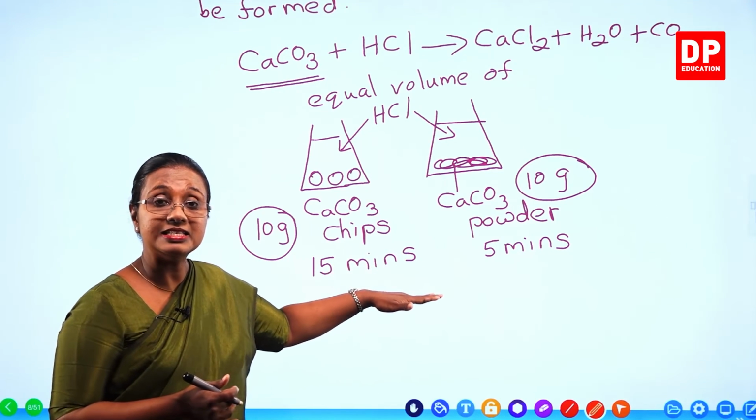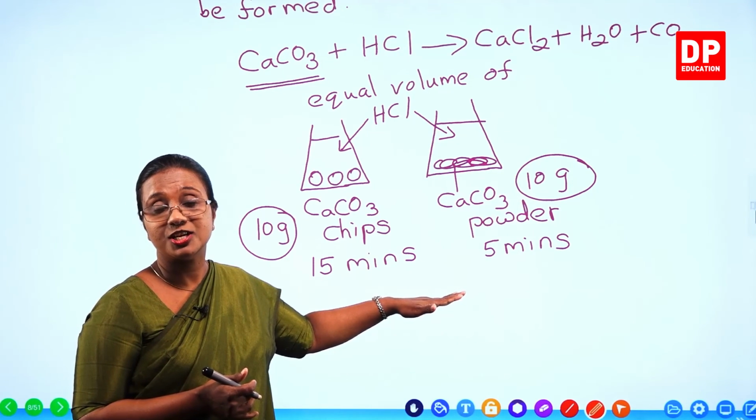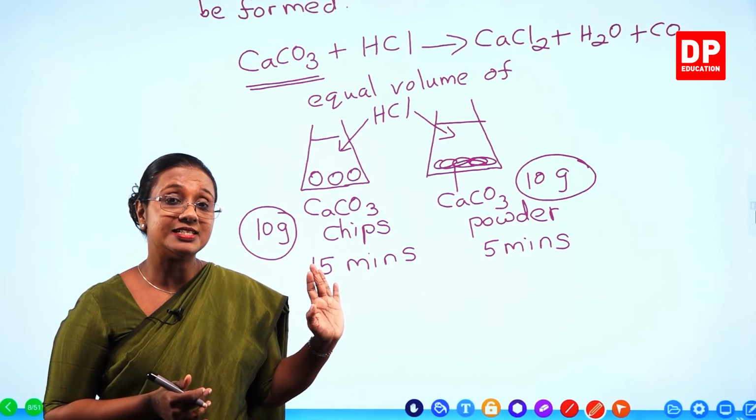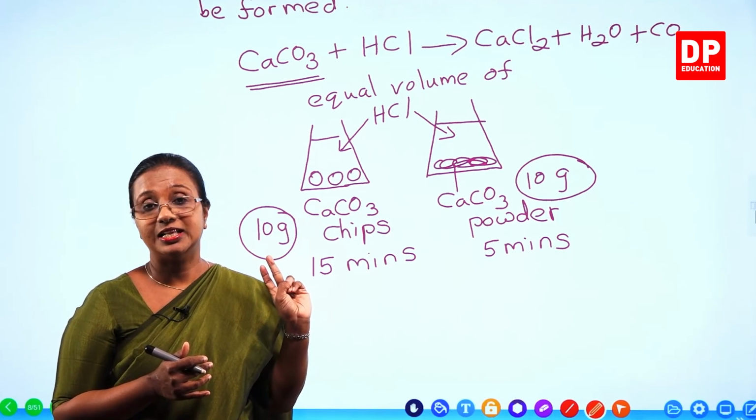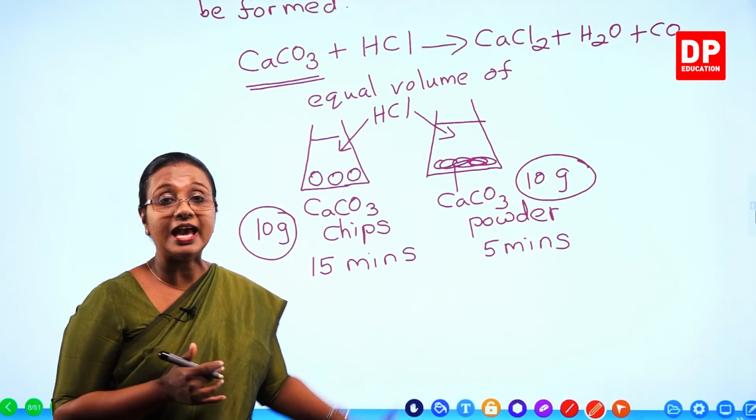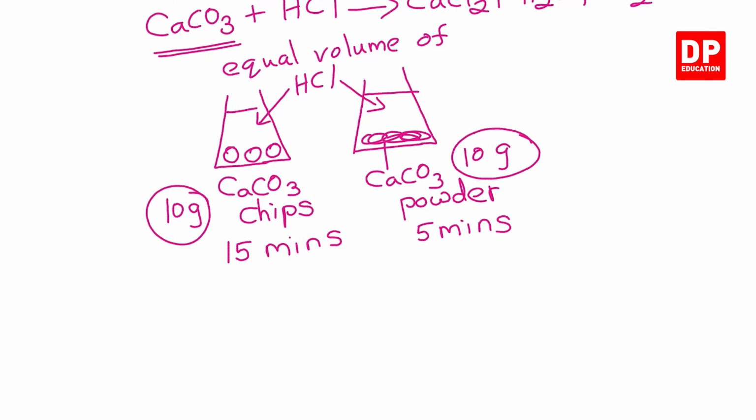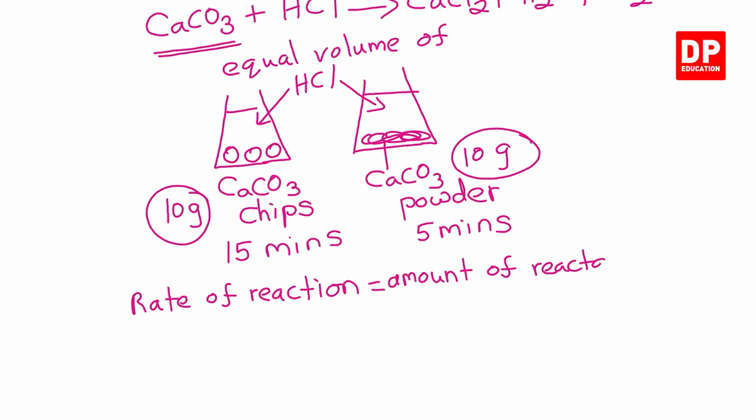We will be discussing this as a factor that affects the rate of reaction. For now, I want you all to understand the two methods of calculating the rate of reaction. So here also we can calculate rate of reaction. So what is it here? Rate of reaction equals amount of reactant used divided by time taken.